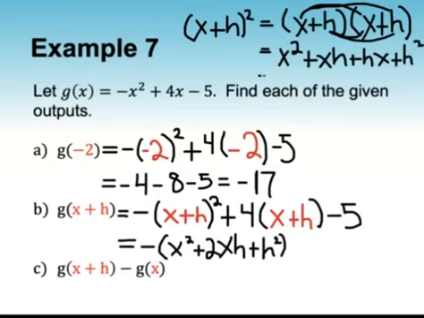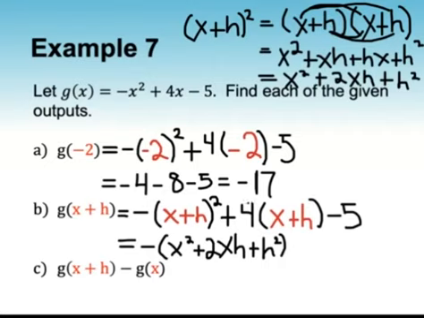And then because of the commutative property, xh is the same thing as hx. Think about it. 2 times 3 is the same thing as 3 times 2 is 6. So we can just write this as plus 2xh. And then we have plus h squared. All right, so that's that part explained.